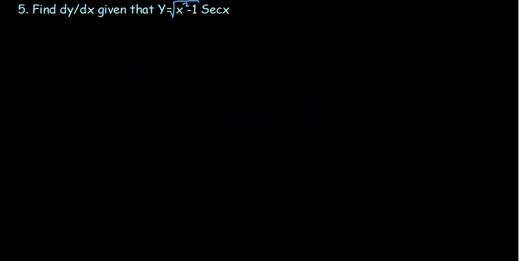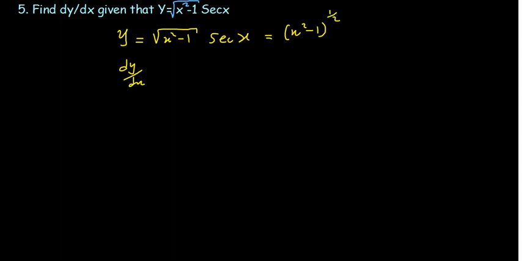Now we have also this one. Find dy over dx given that y is equal to the square root of x squared minus 1 sec x. How do you get to find the derivative for this one? Well, dy over dx, we've got a product here, and this product we can also write it as x squared minus 1 to the power 1 over 2 and then sec x. So this is going to be v du over dx and then plus u dv over dx.